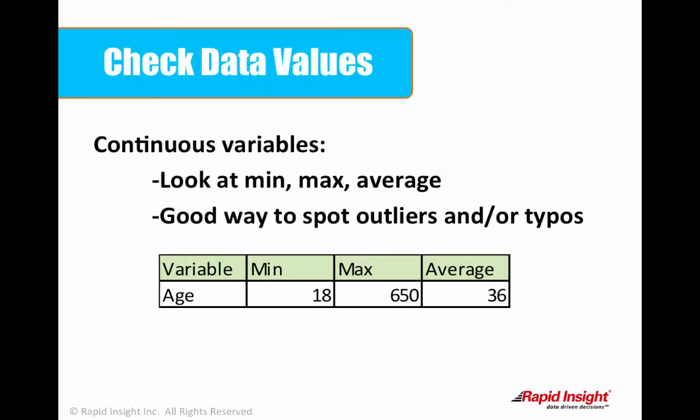For continuous variables, you can look at things like the min, the max, and the average to find values that don't make sense. They could be typos, they could be outliers, but they're all things that you can go ahead and fix before you build the model.